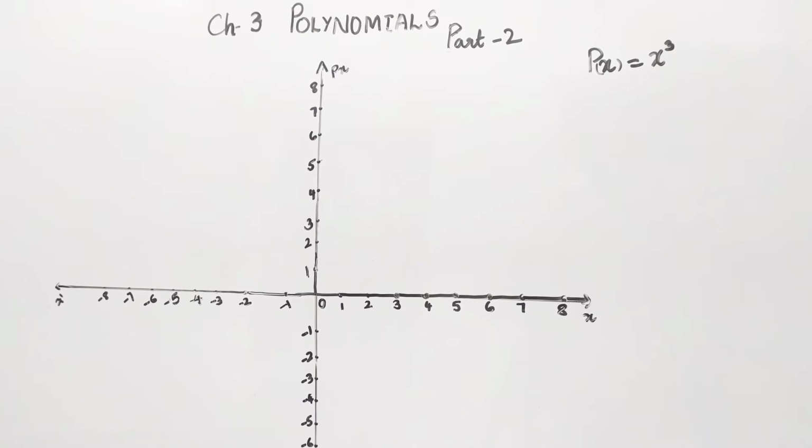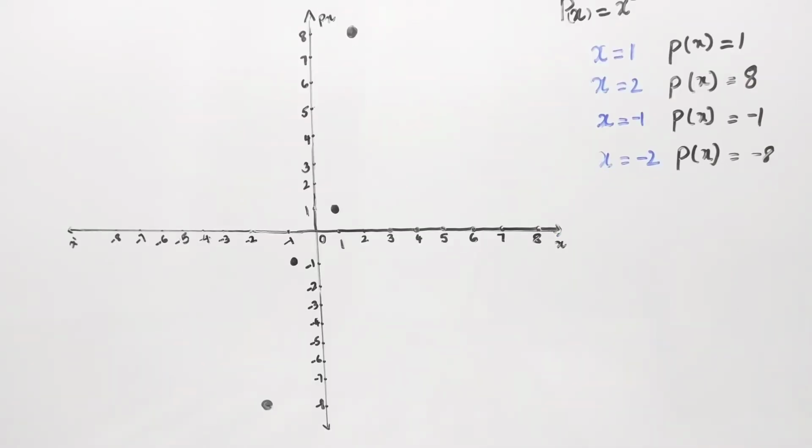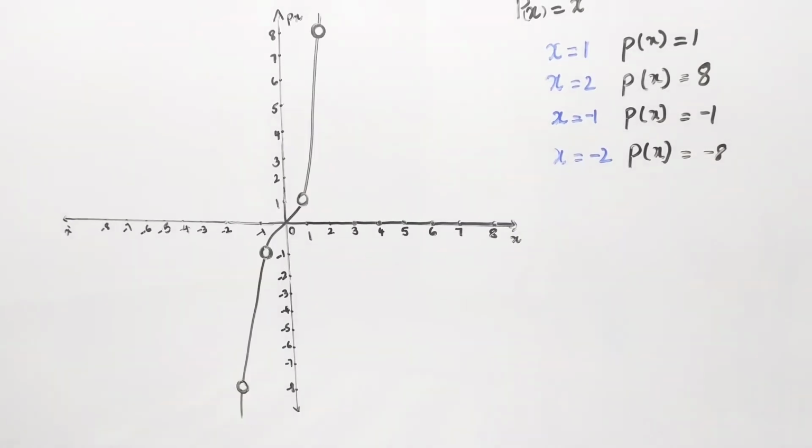Now let me take p(x) as x cube. If p(x) is equal to x cube, then if x is 1, p(x) is going to be 1. If x is 2, p(x) is going to be 8. If x is minus 1, p(x) is going to be minus 1. If x is minus 2, p(x) is going to be minus 8. So I will plot these points on the graph. Now I will join these points. So what you see is that the curve you get if you join all these points will be something like this.